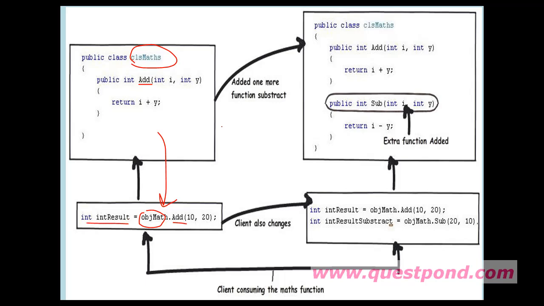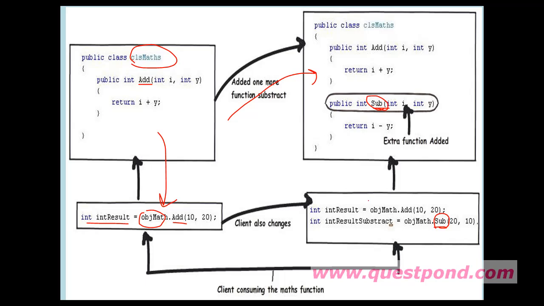Now over a period of time, somebody goes and adds a subtract function in the CLS maths class. Now if you want to use this subtract function in your UI code, then you have to again call the dot sub method, because you have named the subtract function as sub. So you need to go and create the object and call the subtract function.